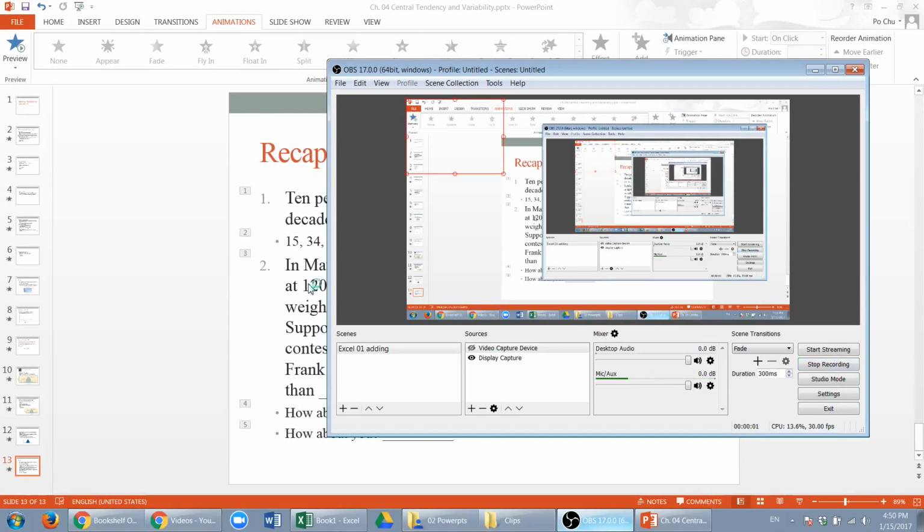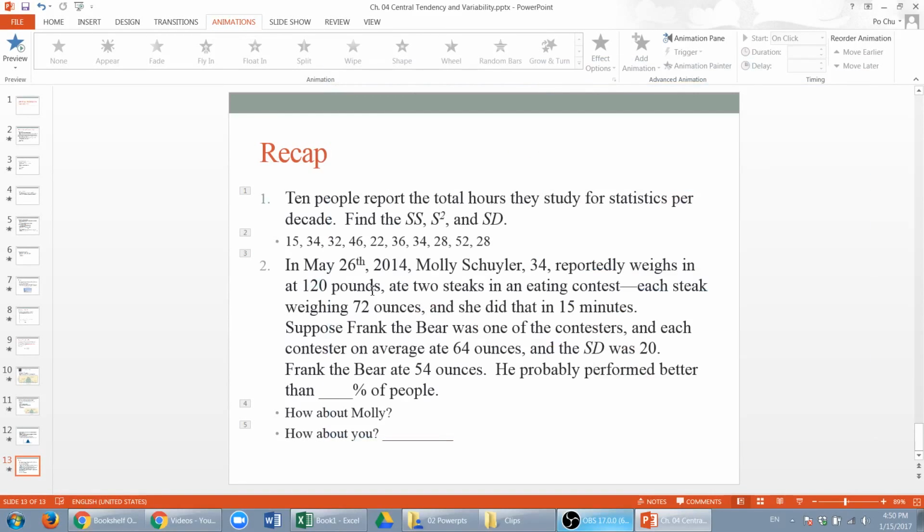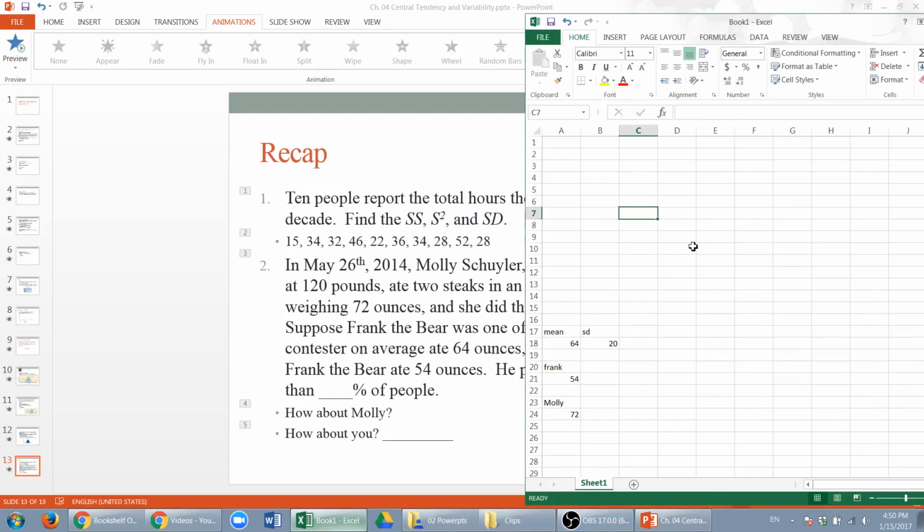Hi guys, recap. The first question: 10 people report the total hours that they study for statistics per decade. Find the sum of squares, variance, and standard deviation. Okay, and this is the data. Let me show you how to do it in Excel.